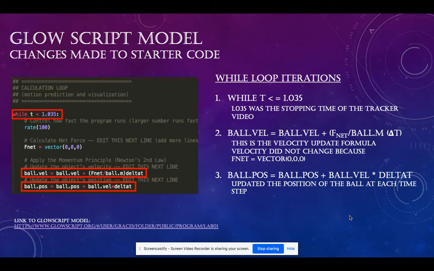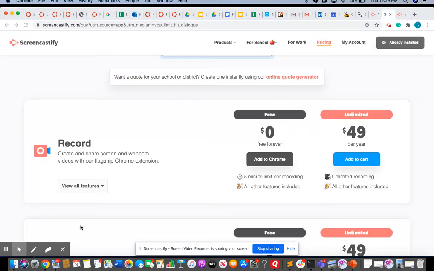And then for the ball.vel, we used the velocity update formula. However, fnet in this case was always going to remain as 0. So the velocity never actually changed with each iteration, but the position did change with each iteration, and we used the position update formula to calculate this each time. And I'm going to show you the model, how it runs.